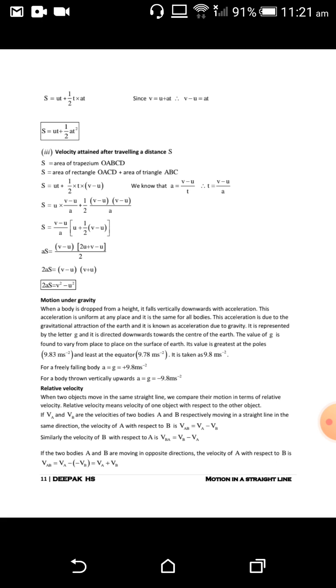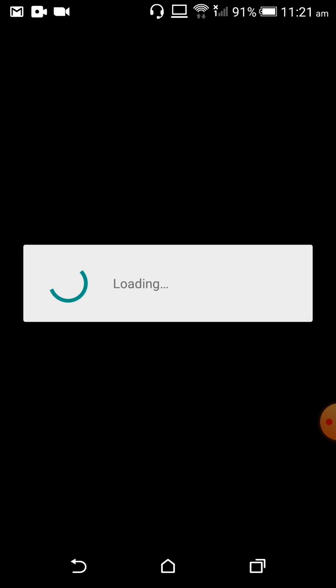Okay, so as you know, when the two bodies are moving in the same direction, we are going to express the velocity of body A with respect to body B as VAB is equal to VA minus VB. Similarly, velocity of B with respect to A as VBA is equal to VB minus VA. So this is the case when the two objects are moving in the same direction. Okay, so let us take when the two bodies are moving in opposite directions. So the relative velocity is expressed as VAB is equal to VA minus of minus VB, so that comes out to be VA plus VB. Okay, so these are some of the different cases.